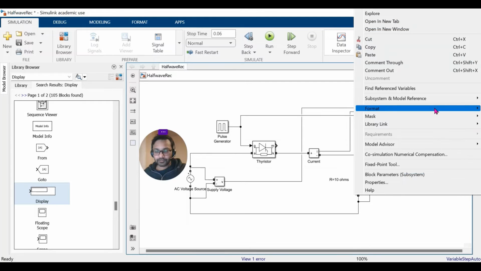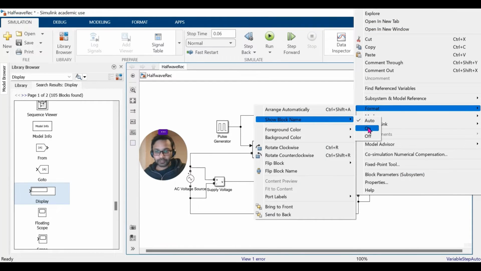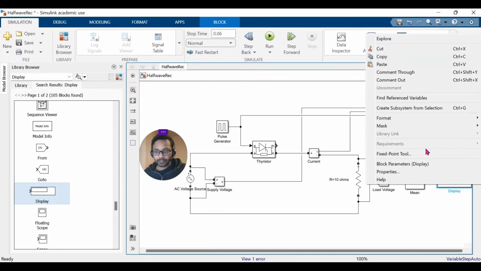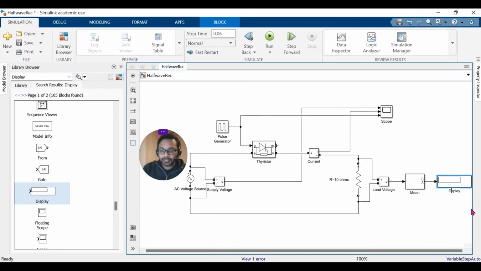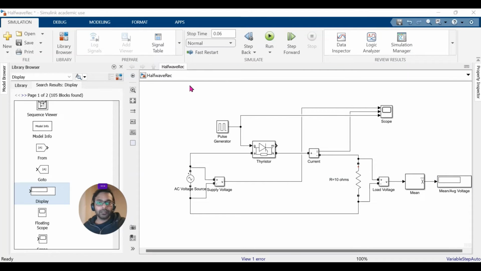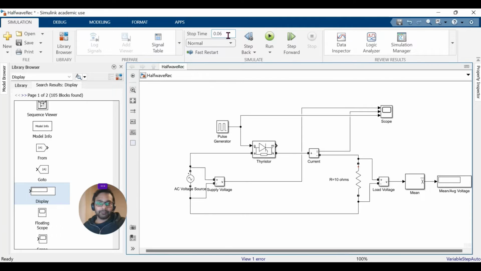Now this is the main block, so let's turn on the name. This is displaying my mean or average voltage. Now the stop time, you can change it to 0.06. Okay, so we will display 3 complete cycles.